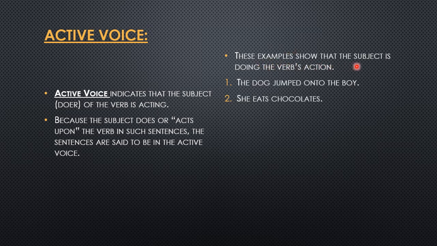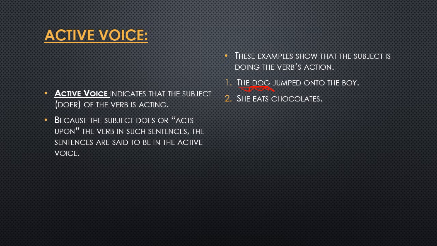These examples show that the subject is doing the verb's action. Number one: the dog jumped onto the boy. Number two: she eats chocolates. First of all, we have to highlight what the subject is in this sentence. Who is doing an action? Who is acting in this sentence? The dog is the subject in this sentence. Who is jumping onto the boy? The dog. So the dog is the subject.